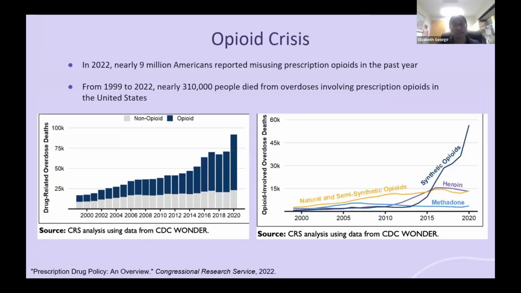Opioids pose a risk to all patients. Anyone taking a prescription opioid is at risk for unintentional overdose or death and can become addicted regardless of their race or gender. In 2022, nearly 9 million Americans reported misusing prescription opioids in the past year. And then from 1999 to 2022, nearly 300,000 people died from overdose involving prescription opioids in the United States. So these graphs depict the increase in deaths due to overdose with opioids and really emphasize the need for change.